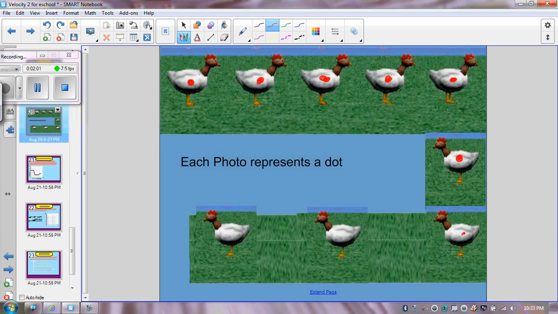Finally, we see the chicken beginning to move, and we see that every second the distance between the two dots is greater than what it was up here, concluding that the chicken must be moving faster down here than it was up here. This is called, like I said, a motion map or a motion diagram.